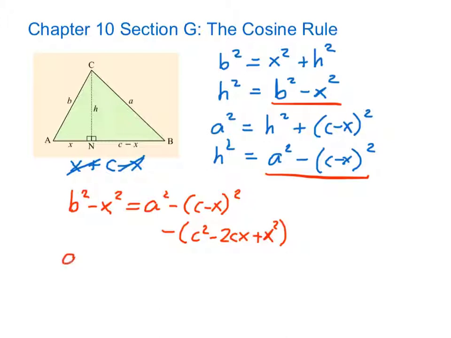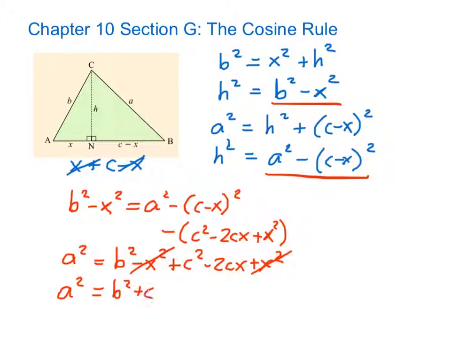And so I get, switching sides here, a squared equals b squared minus x squared plus this whole expression right here, which is c squared minus 2cx plus x squared. Well, notice I get a few things that simplify here. The x squareds cancel out, and I'm left with a squared equals b squared plus c squared minus 2cx.